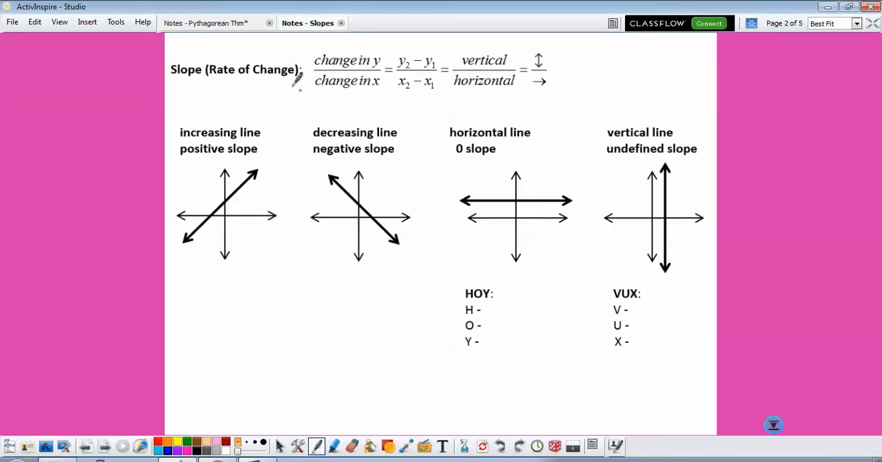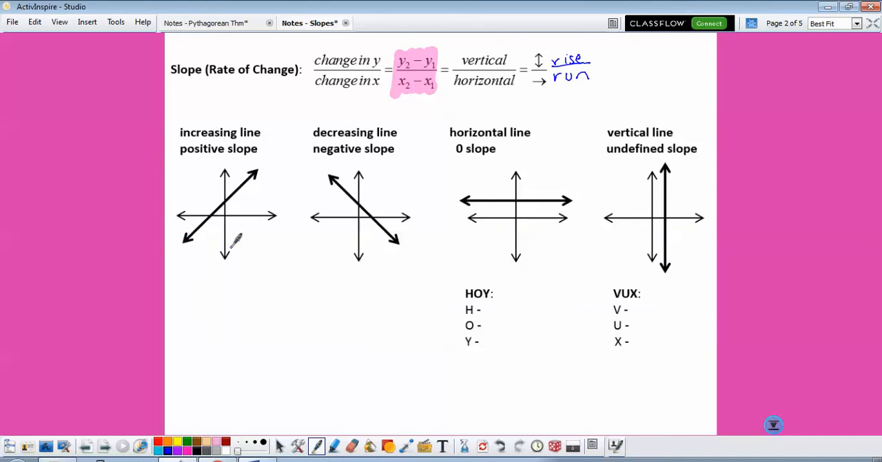So, as you may recall from Algebra 1, slope means the same thing as rate of change, which is the change in y over the change in x. This is the main formula that we use for slope, y2 minus y1 over x2 minus x1. It's the vertical distance over the horizontal distance, also rise over run.